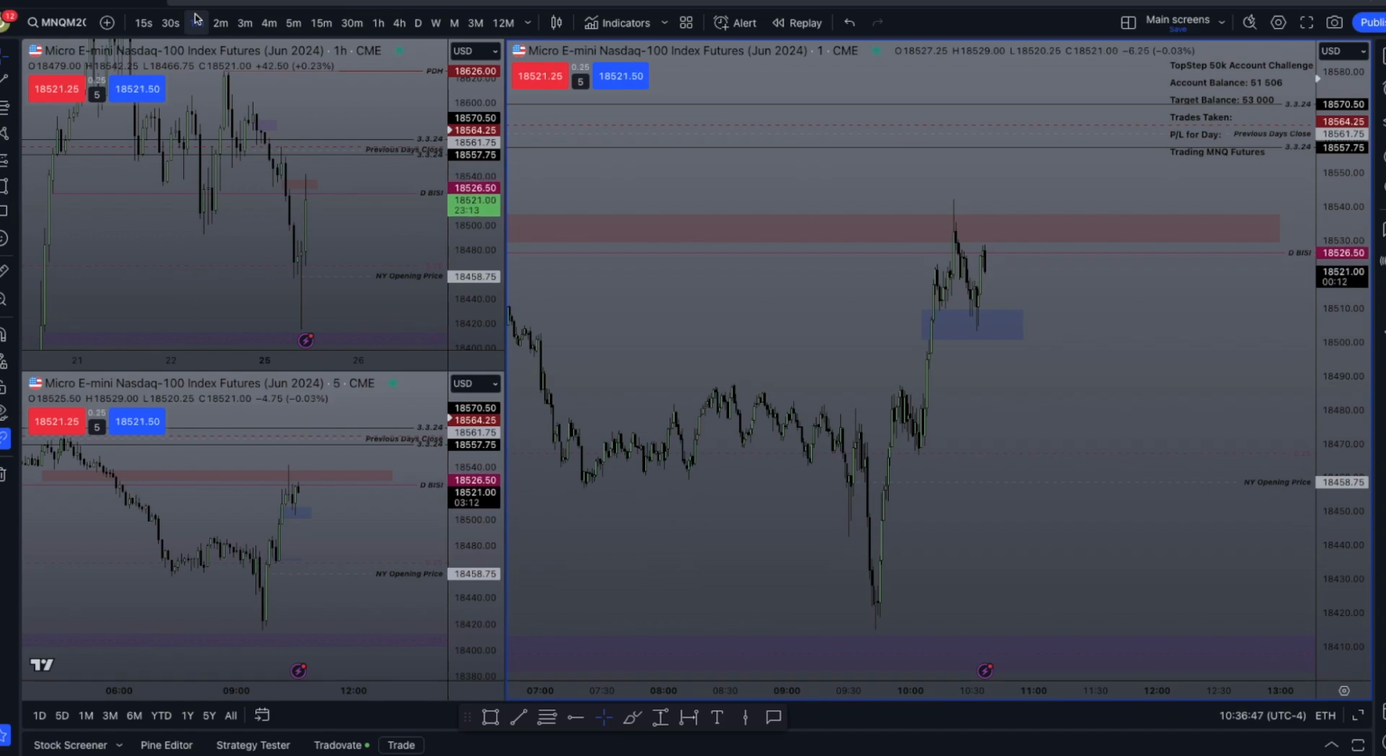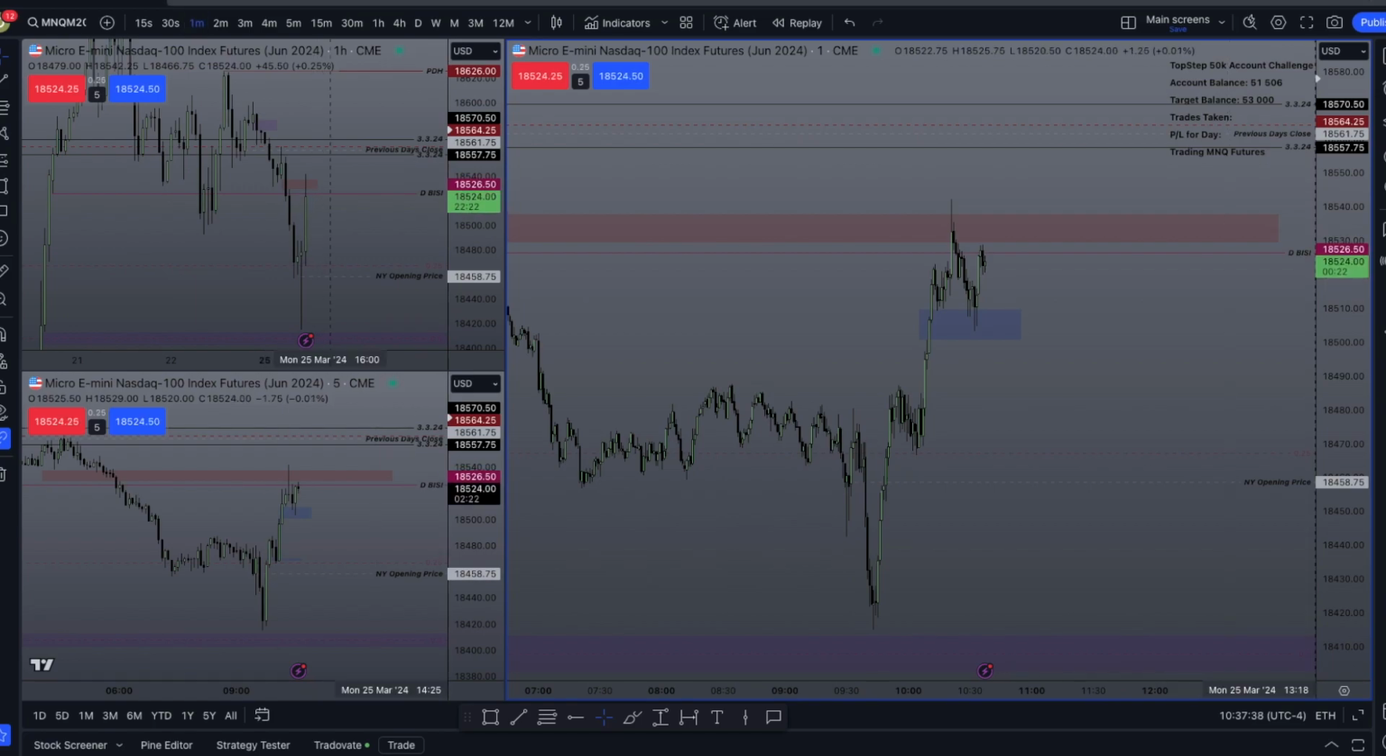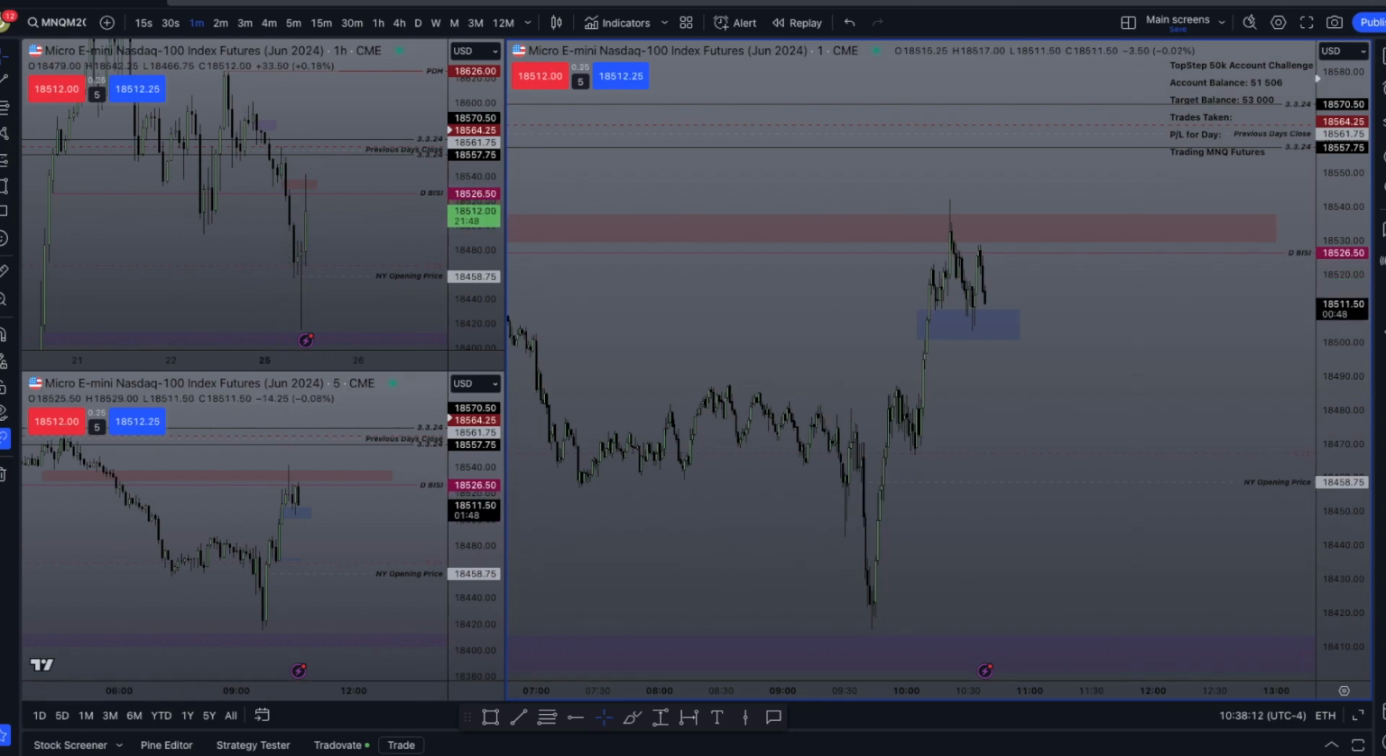So you can see there in that top left hand chart, the 1 hour chart, how much price moved bearish during the overnight session.